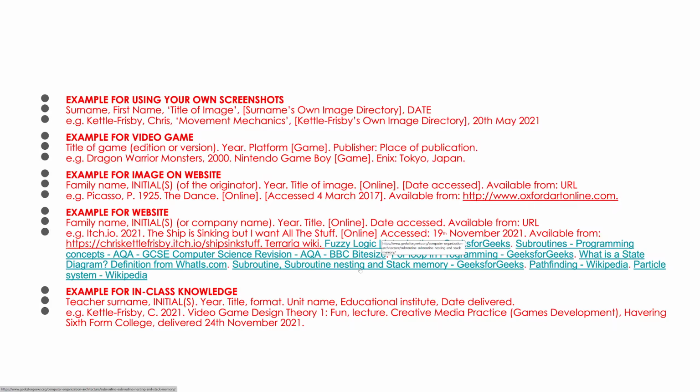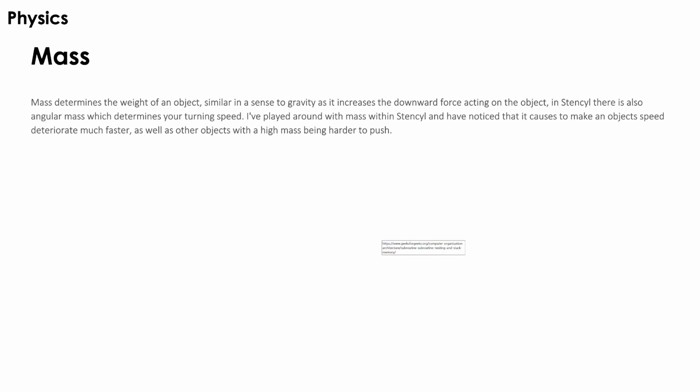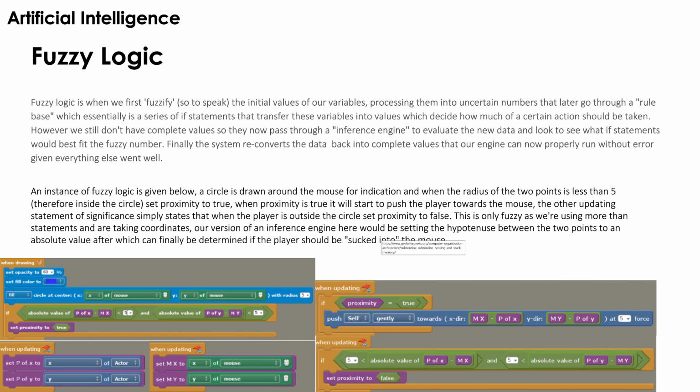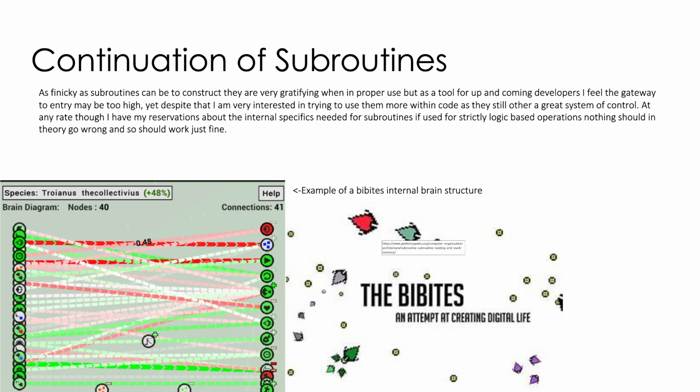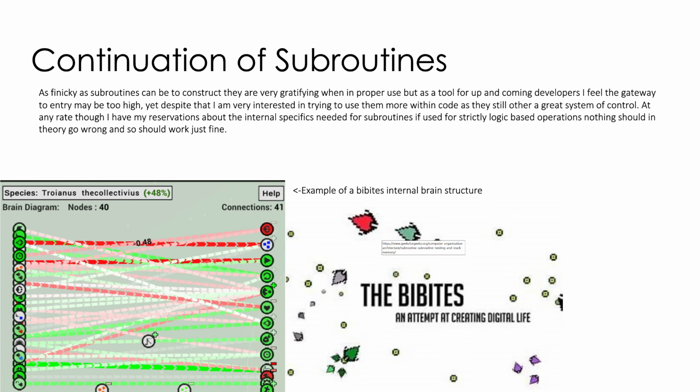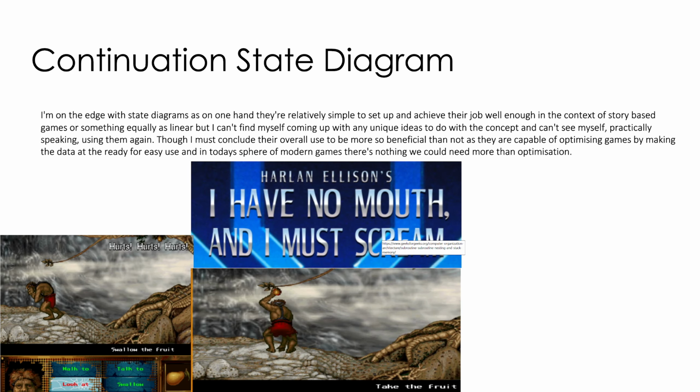Here it is. Subroutine, nesting, and stack memory. Geeks for Geeks. There you go. Geeks for Geeks, by the way, is a great site if you're looking for any additional information on specific or more complex ideas of code. They were very great in the making of this. I have a lot to owe them.